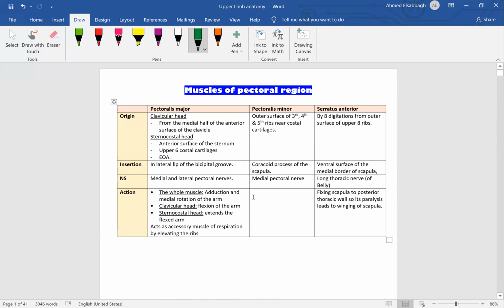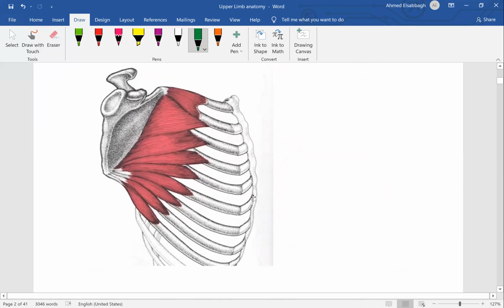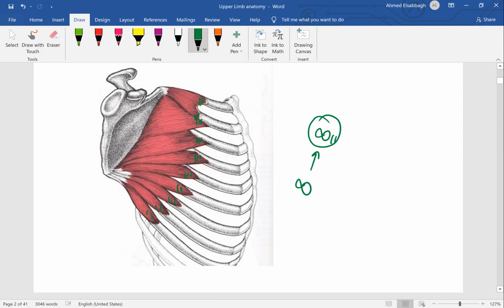Serratus anterior. This is serratus anterior, and it is the most important one. It originates, as you can see, by 8 digitations. Yes, these are called digitations. By 8 digitations from the outer surface of the upper 8 ribs. This is its origin.